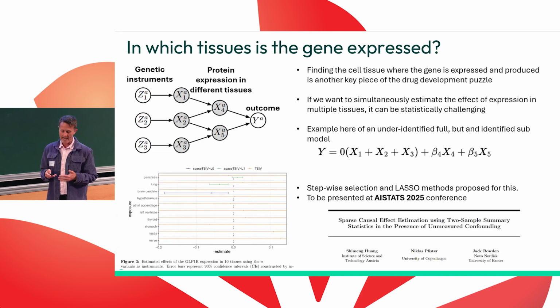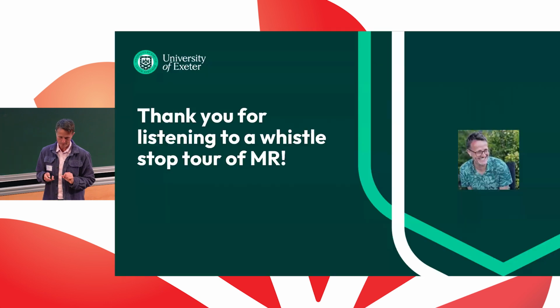And so, in recent research just published that's going to be presented at the AI Stats conference this year, we have proposed a sparse approach to modelling this sort of data. And when we applied it to the specific example I talked about previously, we could identify 3 tissue types that were driving the expression of that gene and would be therefore good targets for further development of the drug.